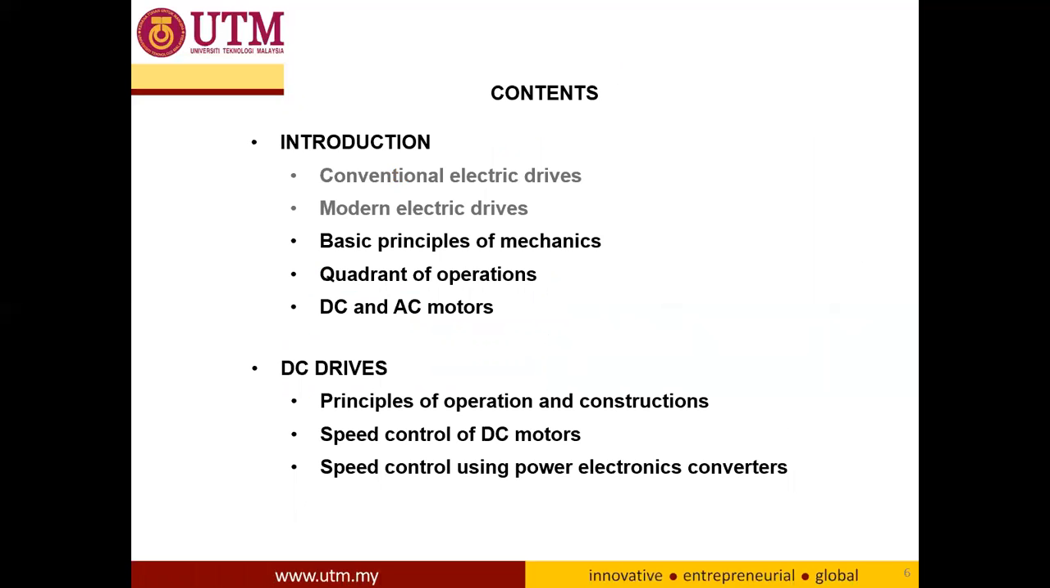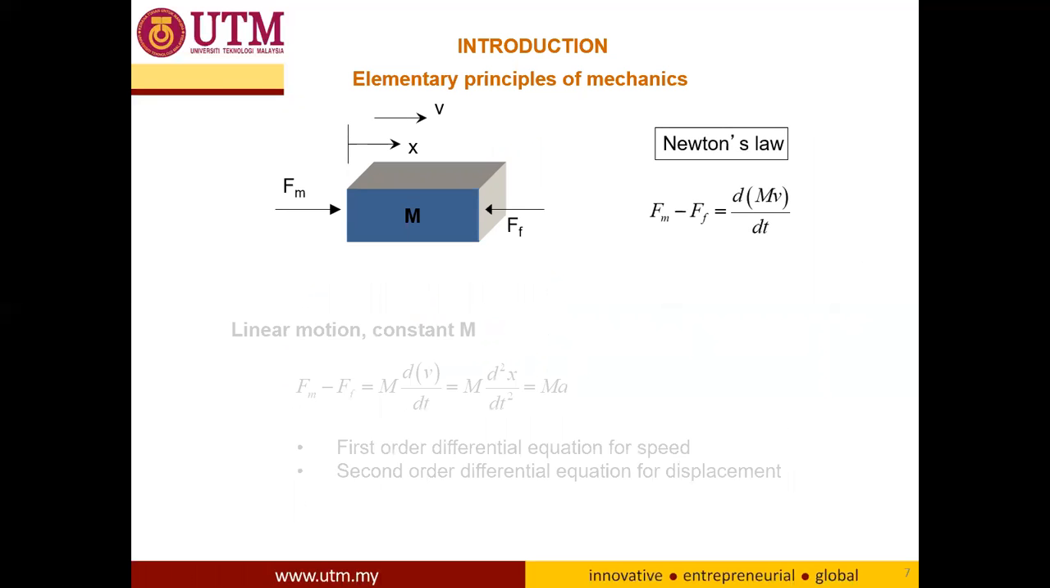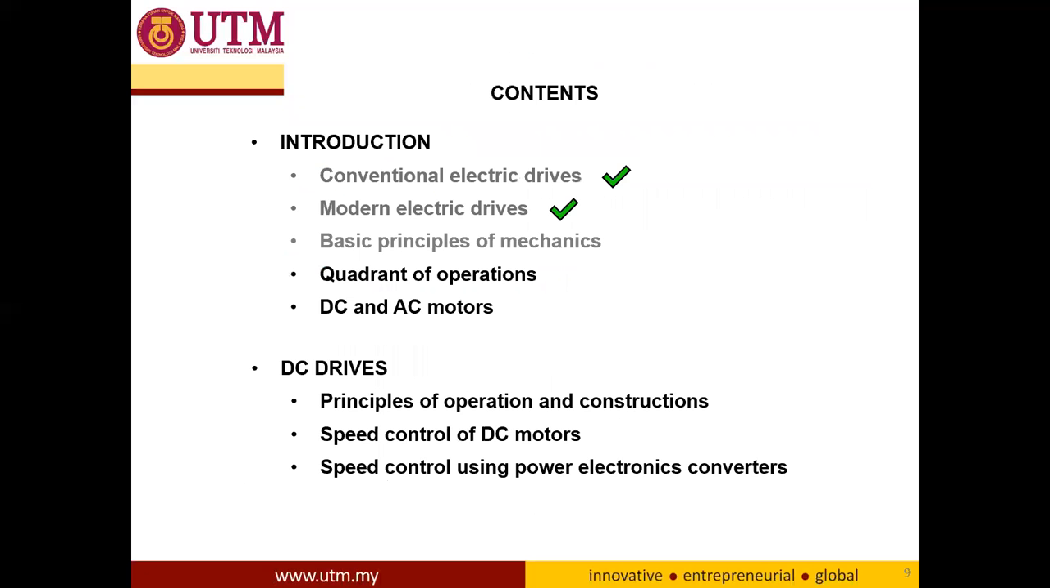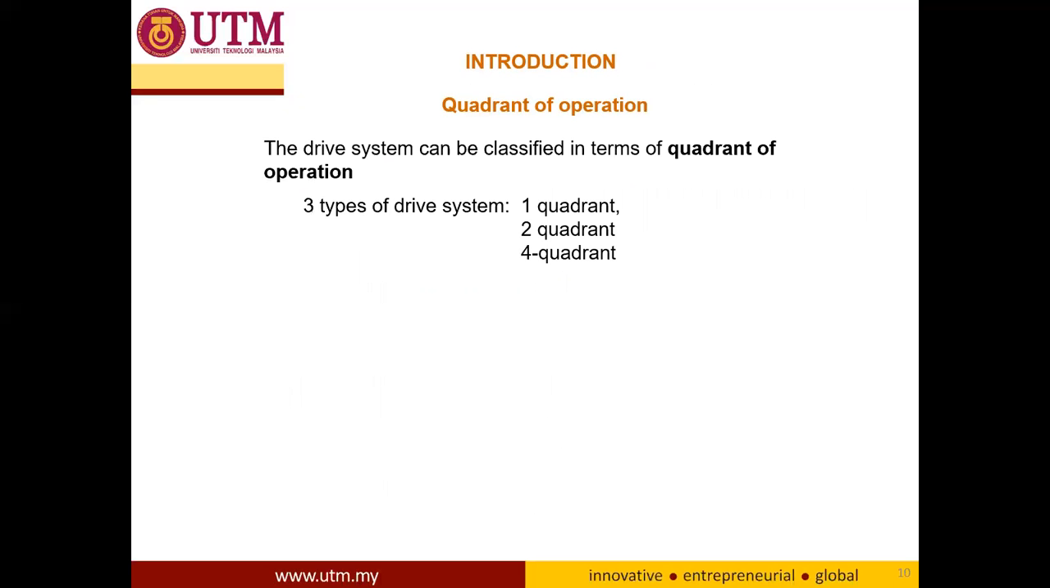So this basic principle of mechanics, you can actually look at the slide. I think I'll just go through it. The most important part in this syllabus is to know what we call the quadrant of operation of the motor. This is applicable for both DC and AC motors. We have what we call the 1 quadrant, 2 quadrant, and 4 quadrant.